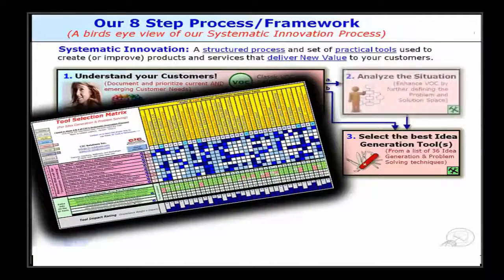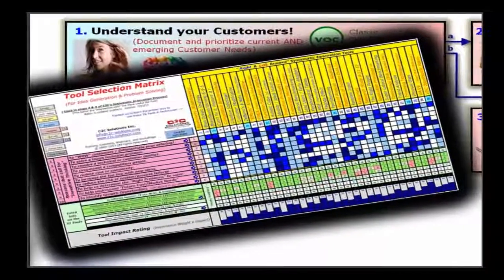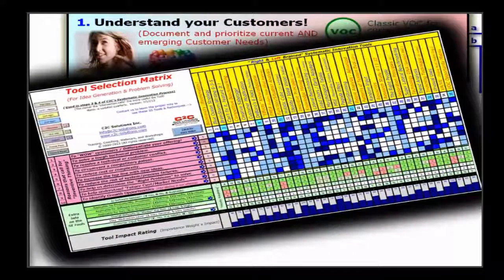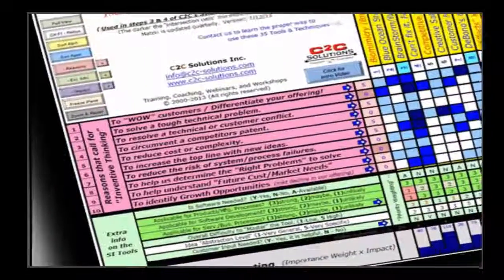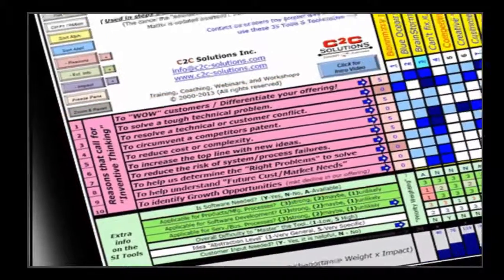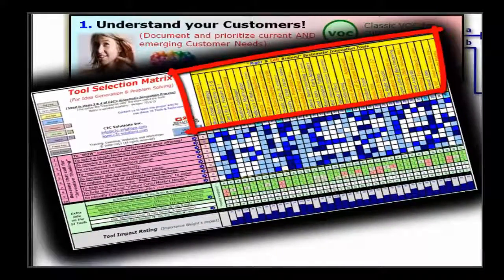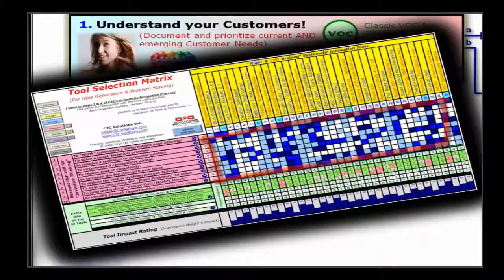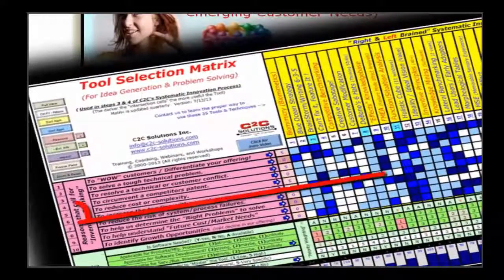Step 3 uses our unique tool selection matrix. It's going to help you pick the best idea generation or problem-solving tool for the specific situation that you have. This is done by identifying your specific challenge from a predetermined list of 10 common innovation scenarios. It then shows you which of the 36 idea generation and problem-solving tools best address and are most applicable for your specific situation.